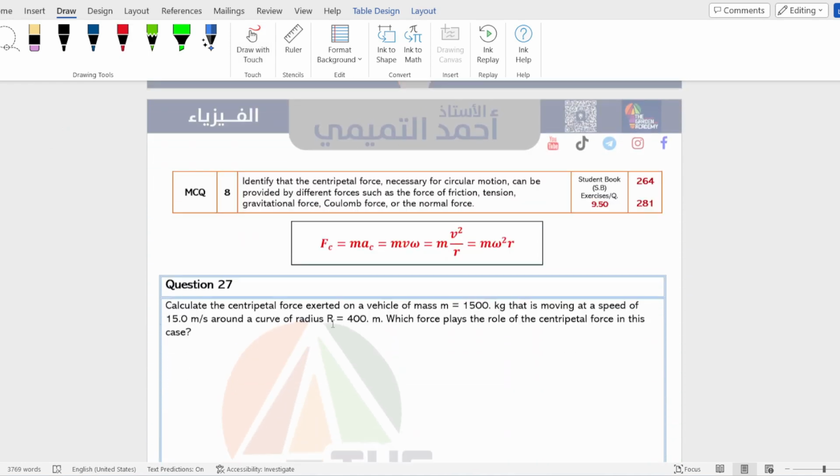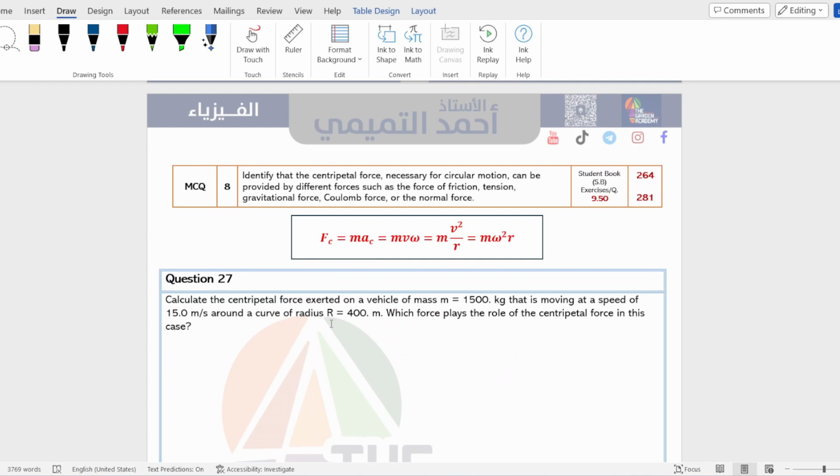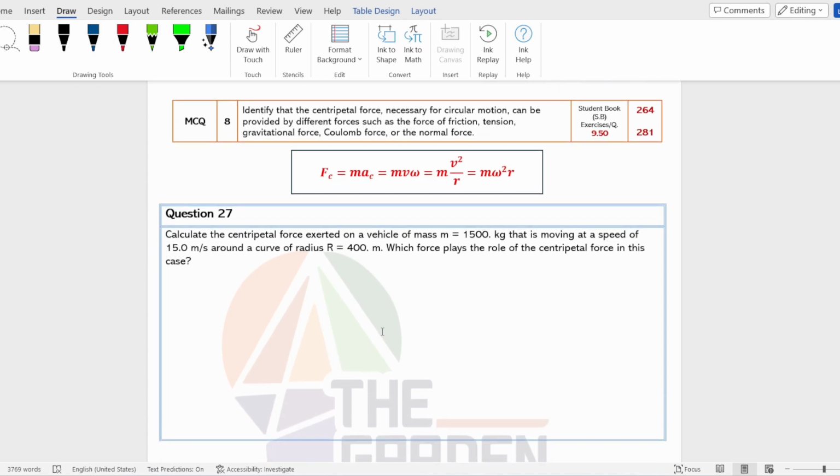Now we move on to part 8, or question number 8 in the exam. The main learning objective of this part is to identify that the centripetal force necessary for circular motion can be provided by different forces such as the force of friction, tension, gravitational force, Coulomb force, or the normal force. The equation that we will use is the centripetal force F sub c equal to m times a, or the centripetal acceleration, which is equal to m v omega, which is also equal to m v square over r, which is also equal to m omega square times r.